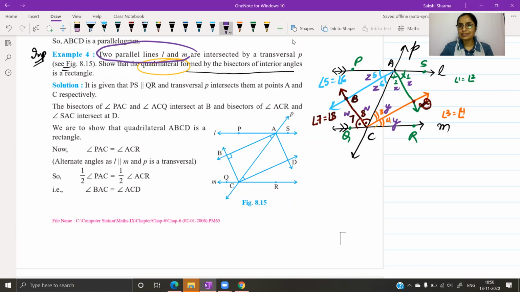Taranpreet, could you just speak again? W will equal X and Y will equal Z because they are alternate interior angles.